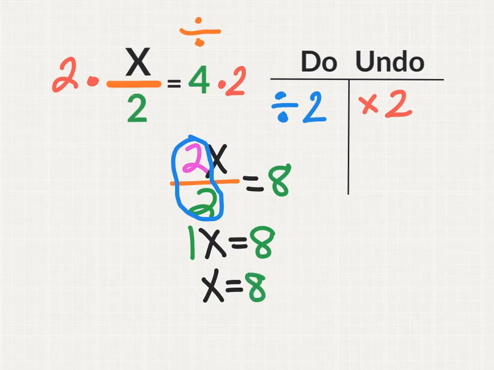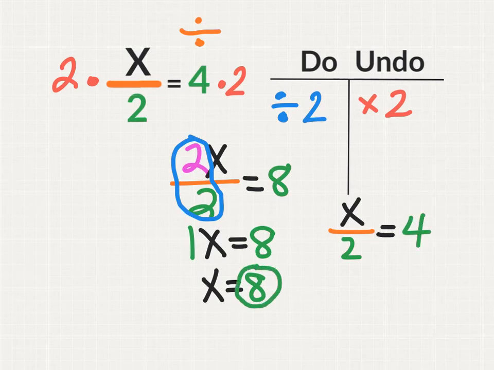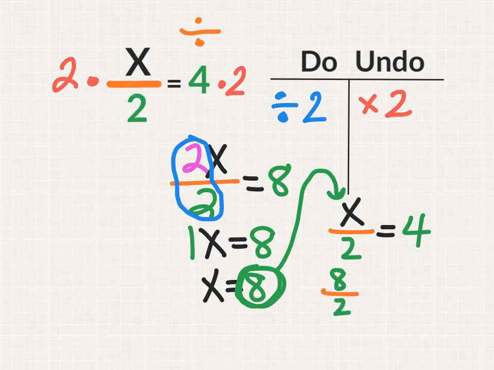We have multiplied both sides of our equation by 2, the inverse of dividing by 2. We used the do-undo method to find that x equaled 8. To check our work, we have to go back to the original equation. X divided by 2 equals 4. We then substitute our solution in place of the variable. So we find that 8 divided by 2 equals 4.